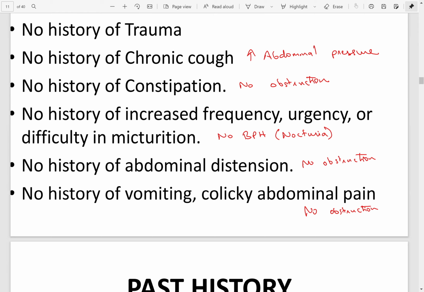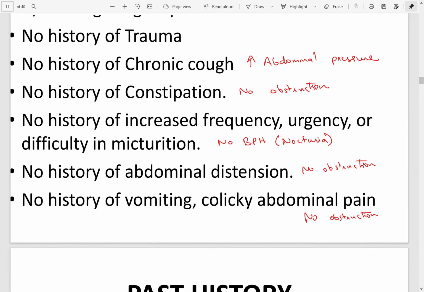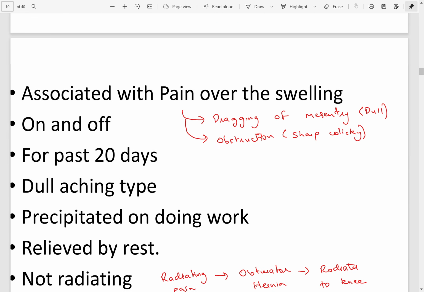And then no history of abdominal distension. Again, if there's any obstruction, that means collection of all that digested food in the intestine leading to abdominal distension. So no history of vomiting, colicky abdominal pain implies there's no obstruction of the bowel. So these are all the important things which you need to know in the history of presenting illness.